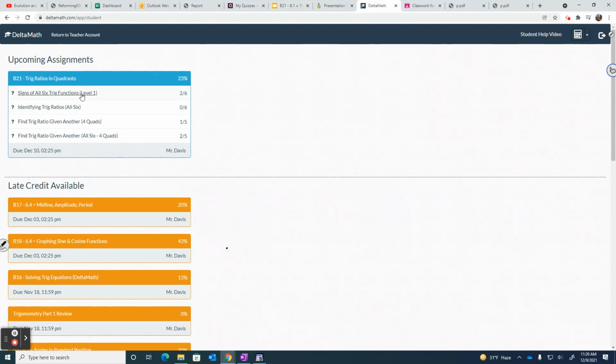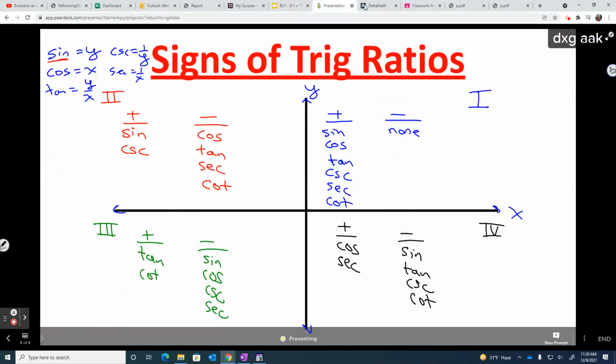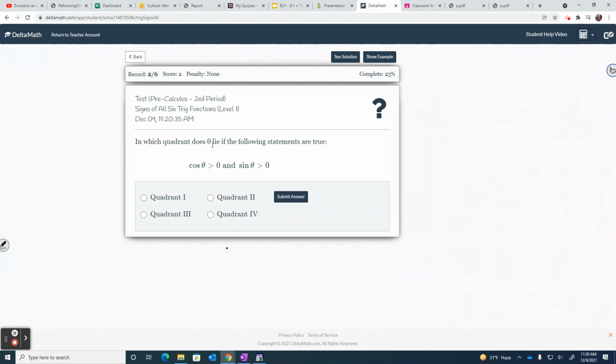The first two are going to be kind of warm-up questions. The first one, you're going to use this table that we just made. You're going to be asked a question here. You're going to have to identify the quadrant. Which quadrant? So we're given two clues here. The cosine is greater than 0, that means the cosine is positive. And it says the sine is also positive.